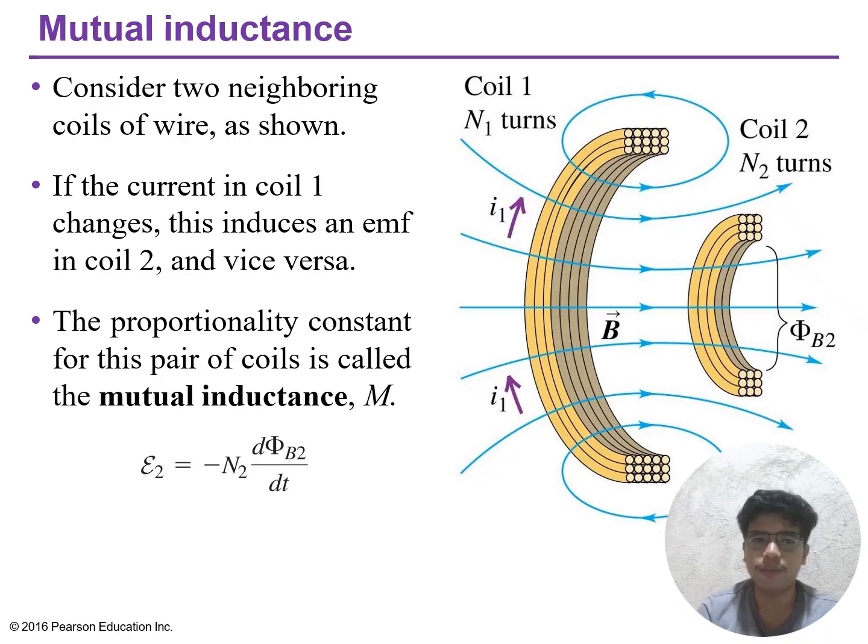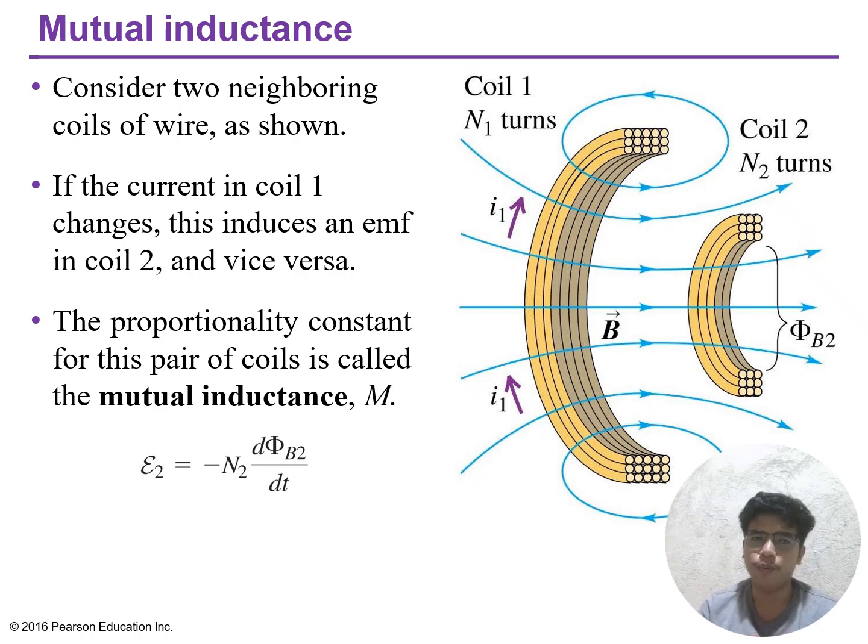The value of M depends on the coil size, number of turns, orientation, distance, and the material between them. Coils that are close and well aligned have a larger mutual inductance. The unit of mutual inductance is the Henry.